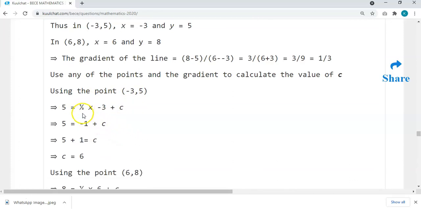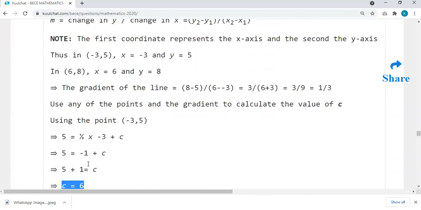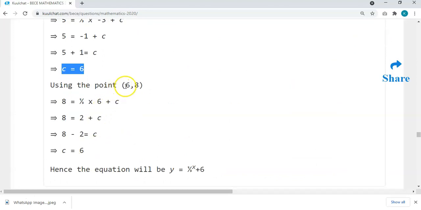Now this 3 divided will cancel this. So 3 goes here, 1 goes here, -1. So 1 times -1 is -1 plus our c. Now we want c to stand alone, so the 1 goes there. So we get 5 plus 1 is equal to c. So you see our c is 6. Irrespective of the point you use to calculate for the c, you are supposed to get the same value. So if you decide to use (6, 8), now your y is 8 and your x is 6. So you have 8 is equal to 1 over 3 times our x value, which is 6, plus our c.